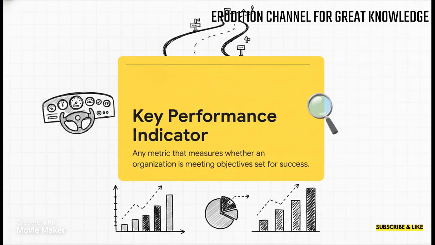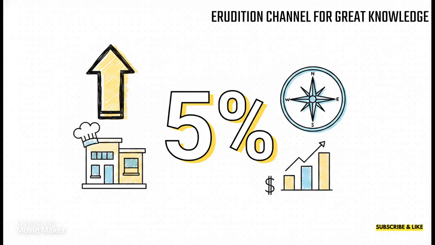A KPI is basically any metric that measures whether an organization is actually meeting certain objectives and goals that are set up to help it succeed. They tell you in hard, quantifiable numbers exactly how well you're doing relative to your plans. The whole point here is that a KPI absolutely must be specific and measurable.